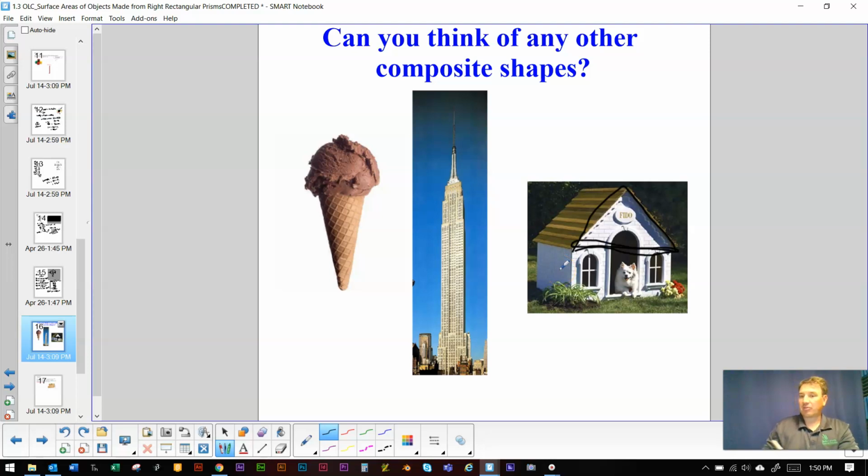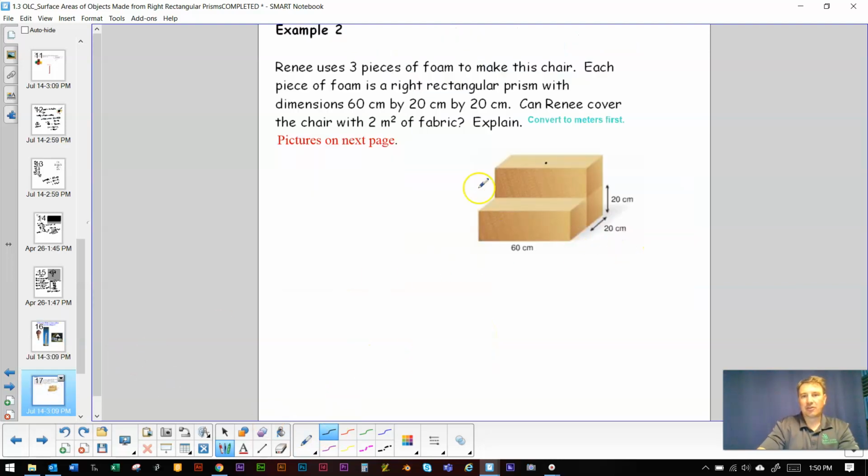So that's another composite object that we can make using triangles and rectangles. So the first question I want to do for this particular video is straight from your workbook. Renee is using 3 pieces of foam to make her chair. Each piece of foam is a right rectangular prism, and we can see it. There's 1, 2, 3 pieces, and they're all exactly the same.